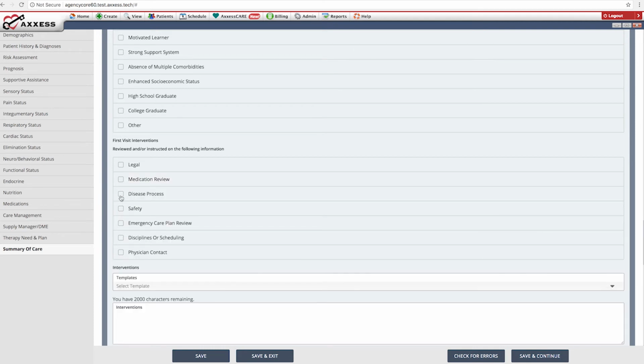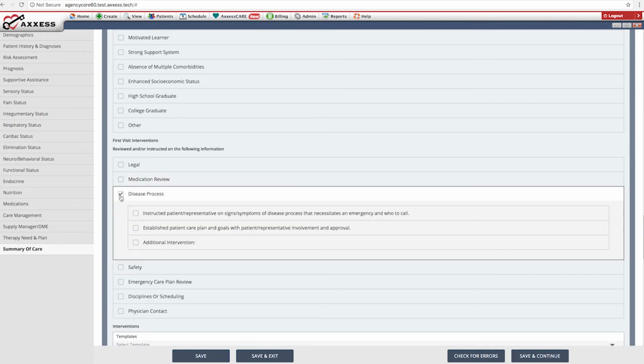The disease process. You want to instruct them on what necessitates an emergency, number one, and who to call. So the green, yellow, red information that is used often from HHQI is so vital on admission, so that patients understand to call their nurse first. There's also a campaign, Call Me First, but they need to understand what necessitates calling 911 because sometimes, unfortunately, they may have to call 911.